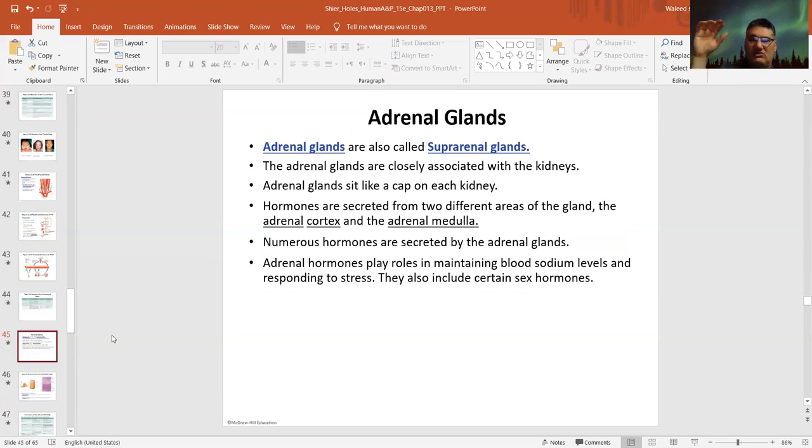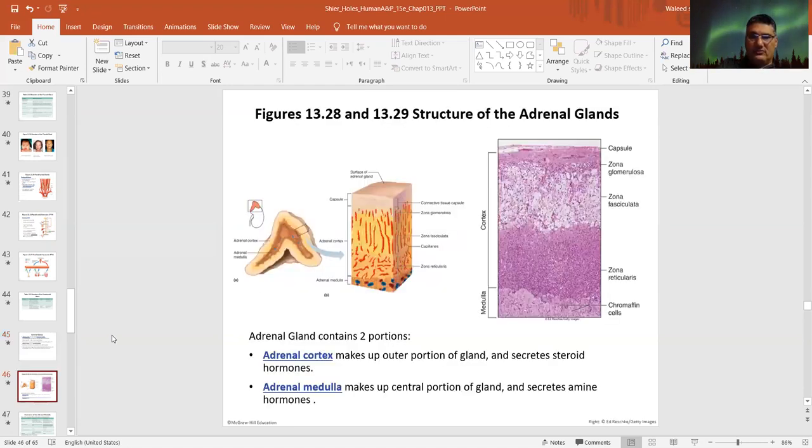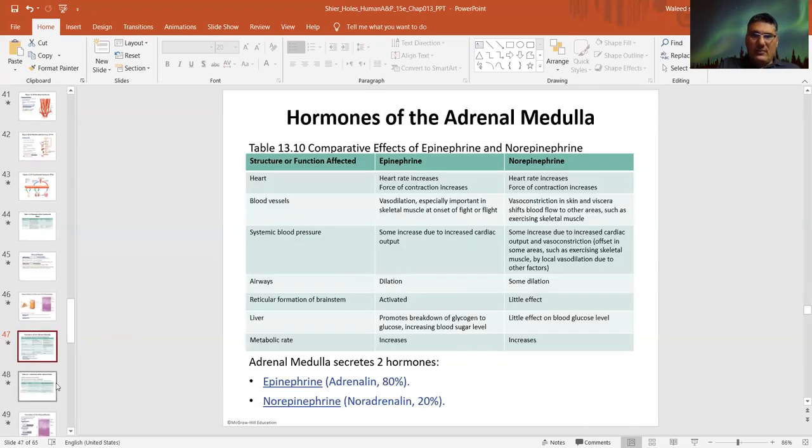The next is the suprarenal gland. The suprarenal gland is a gland above the kidney. There are two parts, cortex and the medulla. The cortex is the cover outside, the medulla is this portion inside. The medulla secretes two hormones, which are epinephrine and norepinephrine. Epinephrine is about 80%, also known as adrenaline. And it's going to basically do the sympathetic function that we talked about before.